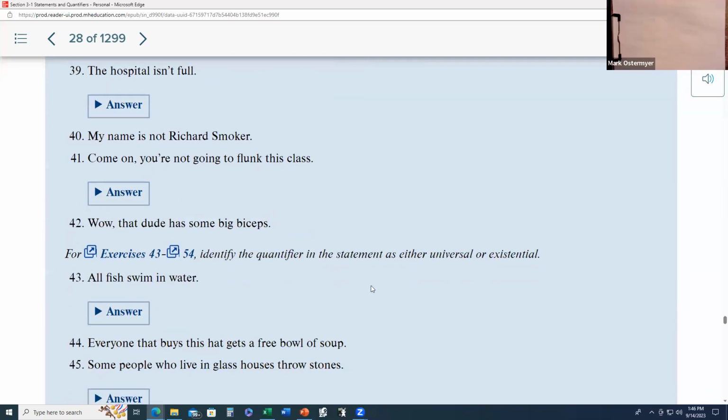Right? 42, wow, that dude has some big biceps. The negation would be, wow, that dude has some tiny biceps. Or, that dude does not have big biceps, correct?